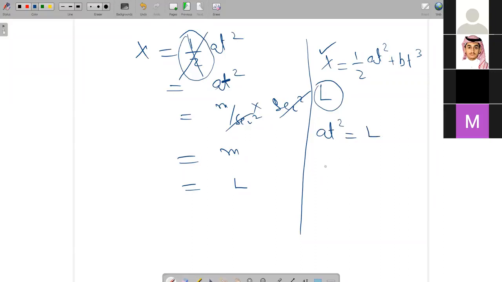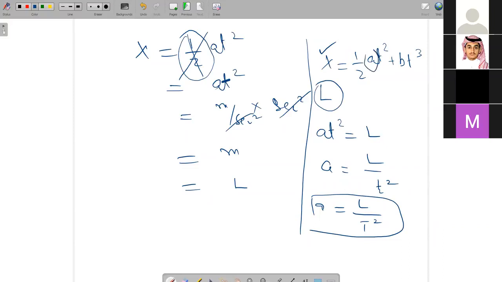And this is equal to A is equal to L over T square. So L over T square means L over this capital T square. So the dimension of A will be L over T square. If I put here L over T square, then T square will cancel with this T square. The answer will be length. So on the left hand side, we have length.